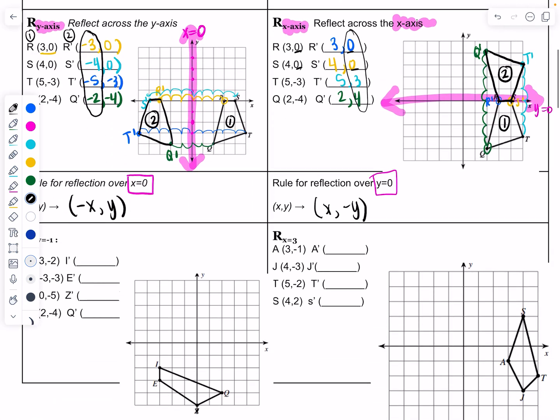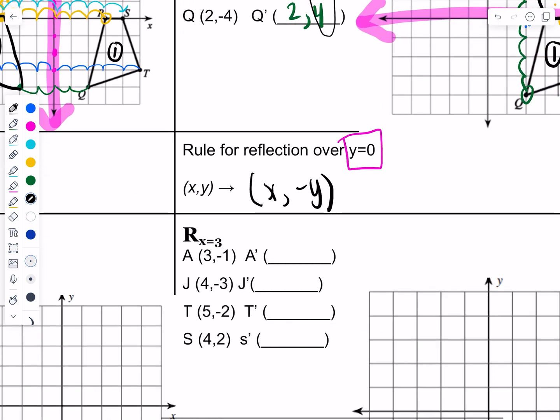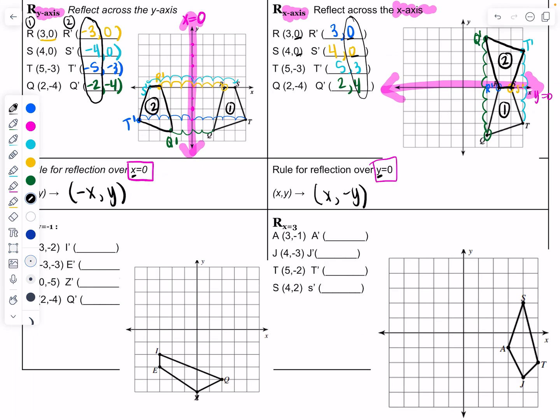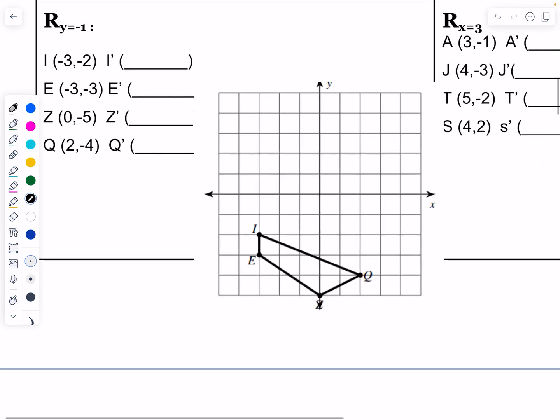So what is our rule for reflecting over the y-axis where x is equal to 0? You change the x value, which makes sense because this is an x. What is our rule for reflecting over the x-axis? When y is equal to 0, your y values are all going to change signs. Okay?